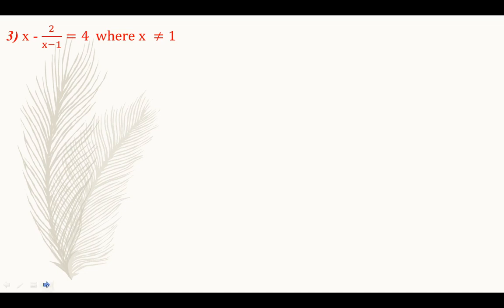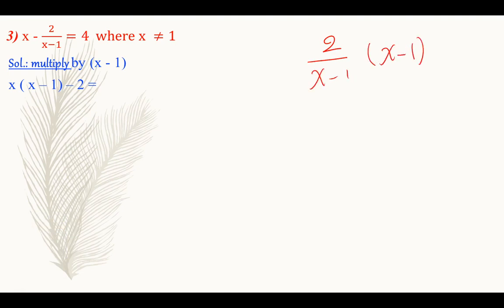Here, solution: multiply by x minus 1. The first one will be x multiplied by x minus 1. Here you have 2 over x minus 1, and you multiply all the terms of the equation by x minus 1. So x minus 1 will cancel x minus 1, and the result will be 2. Since we have a negative sign, it is equal to negative 2. And the last one will be 4 multiplied by x minus 1.